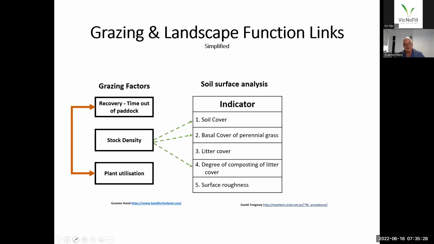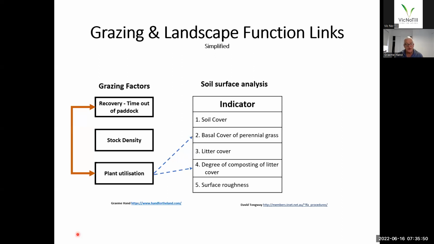Stock density germinates perennial grasses and increases the degree of composting, because as you build up more litter, you actually need to push it in more firmly onto the soil surface to maintain that composting. Otherwise, it'll start to float. And for plant utilisation, you've got to clear the throats of the grasses.